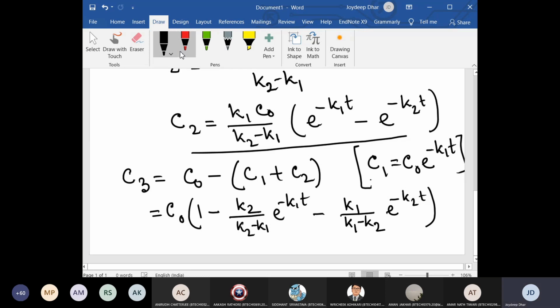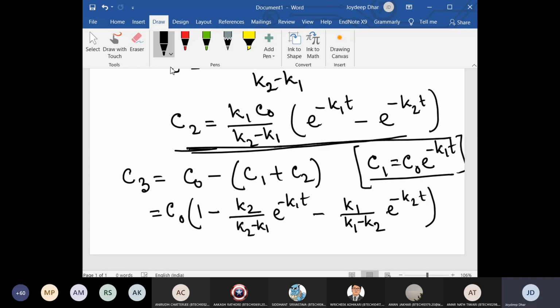The unreacted component 1, that is C naught into e to the power minus K1T. The intermediate, its concentration will be C2. It will be given by this big equation. And the third one, that is the final product, its concentration is C3. That will be given by this equation. So you have understood what are the three components. Now I can approximate. Any question?